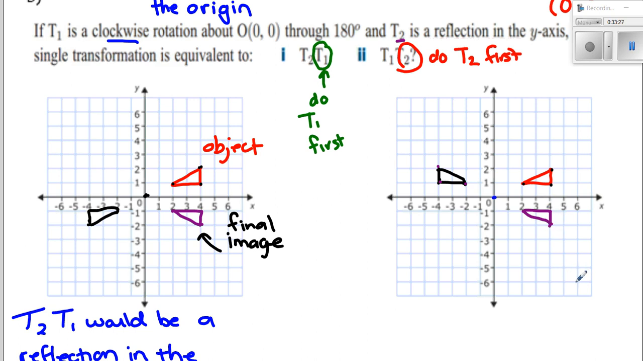There's our final image, wicked. So let's label this one the object. The red one is the object. The purple one is the final image.